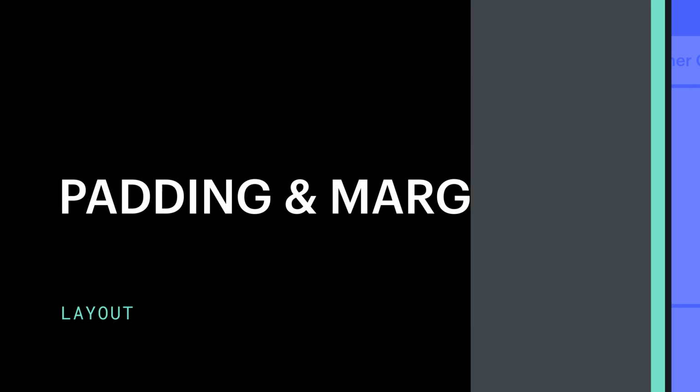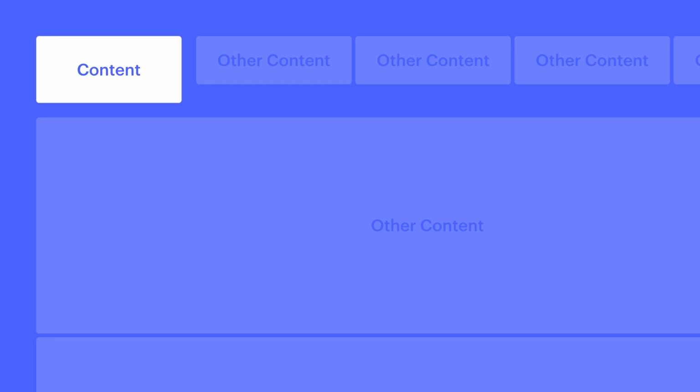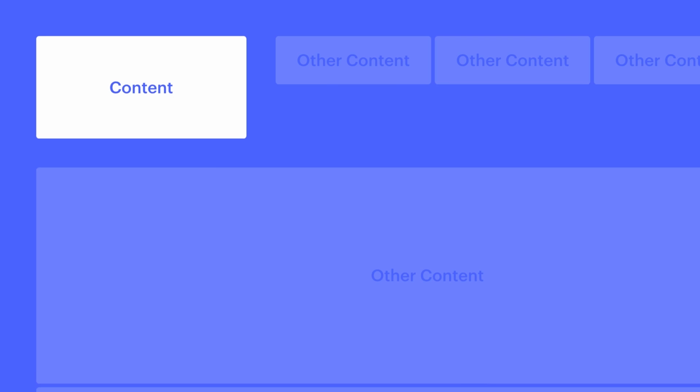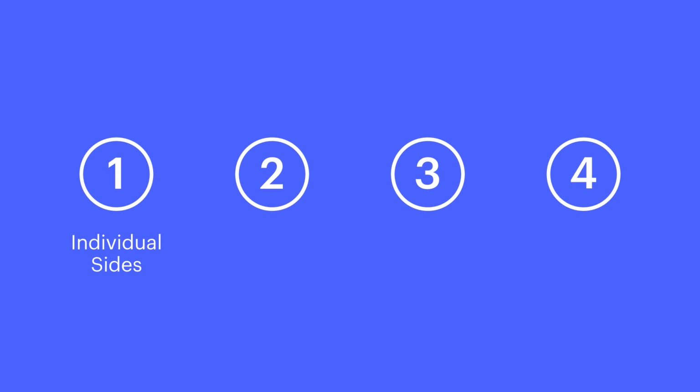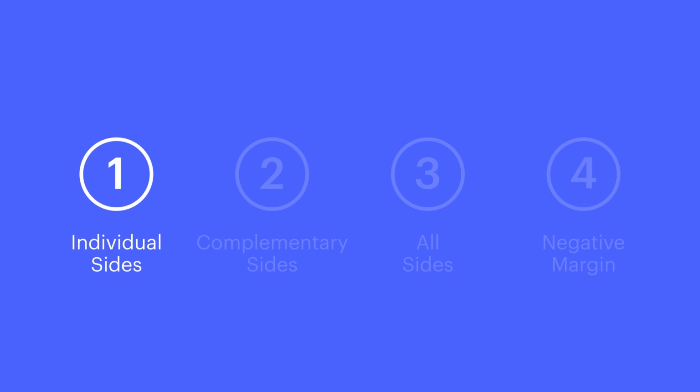Padding and margin can add space or breathing room inside or outside of an element's boundary. Padding creates space on the inside, while margin creates space on the outside. Let's explore 4 different aspects of padding and margin: individual sides, complementary sides, all sides, and then negative margin. Let's start with individual sides.